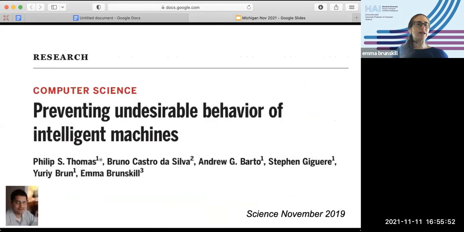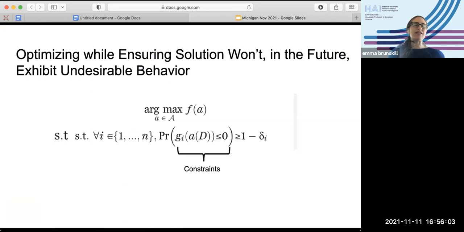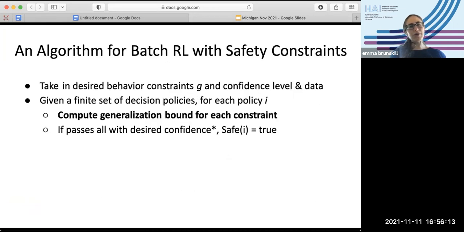I had the pleasure of collaborating with my postdoc and a number of other people on some work where we are trying to make guarantees on the performance of a policy before we deploy it. We want to have these high probability constraints, and also think about going beyond expected performance, where we might have additional objectives that we want to consider. I won't go through that now, but I'm happy to talk about it.